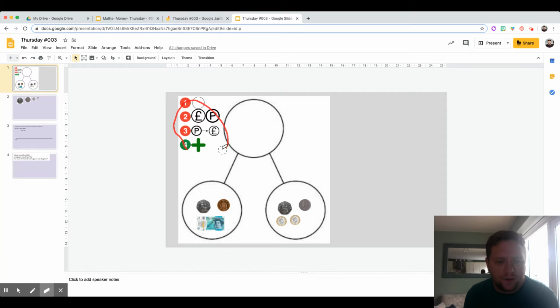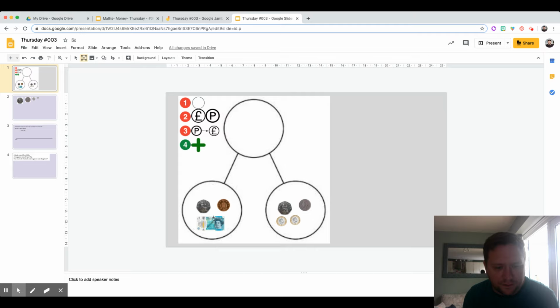Right, so first step is I'm going to add the values together in each circle. So I want to have 2 values. I want to know how much money is in this first circle, and I want to know how much money is in this second circle as well.